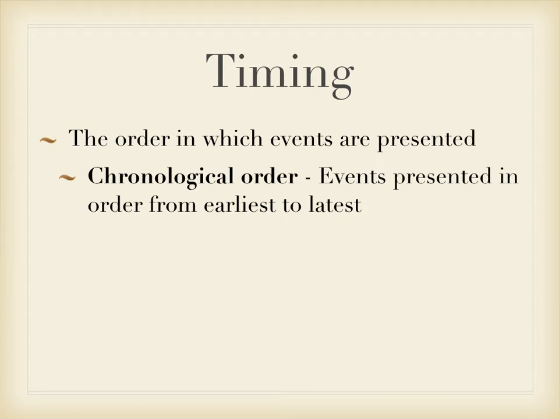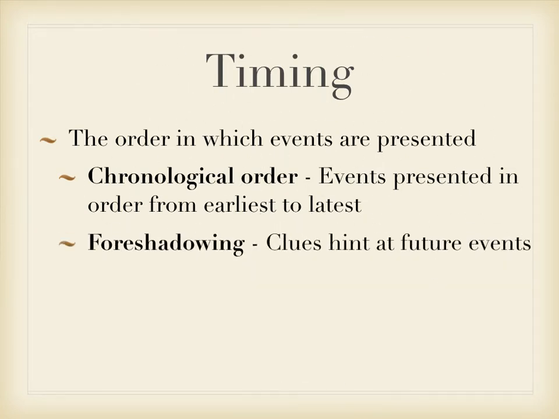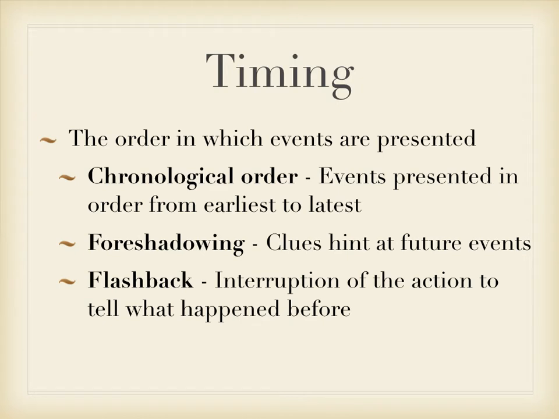Anyway, so chronological order is not the only option that storytellers have. Sometimes they'll use some different devices. One of them is called foreshadowing. Foreshadowing is when they give you clues that hint at future events. So they might tell you something in chapter 2 that hints at something that happens in chapter 7, for example. They also use something called flashback. Flashback is when they interrupt action to tell what might have happened before.